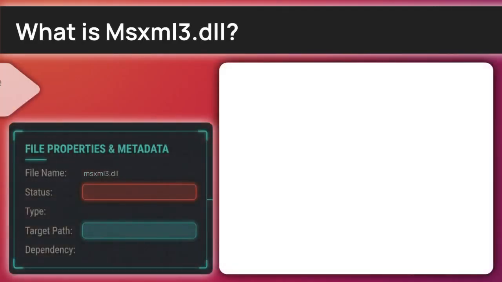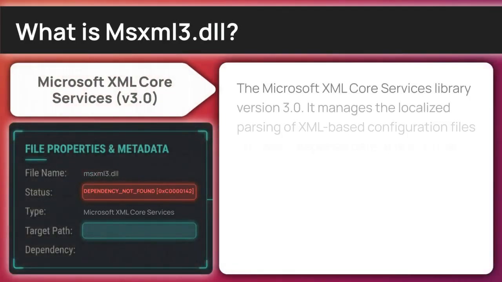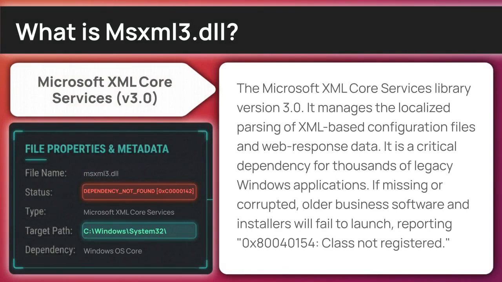This is the msxml3, the Microsoft XML Core Services Library version 3.0. It manages the localized parsing of XML-based configuration files and web response data. It is a critical dependency for thousands of legacy Windows applications. If missing or corrupted, older business software and installers will fail to launch, reporting 0x800 forwards over 15514, class not registered. Let's get to work.